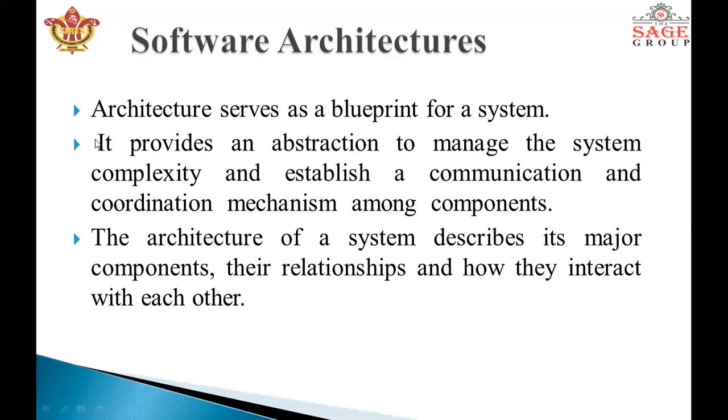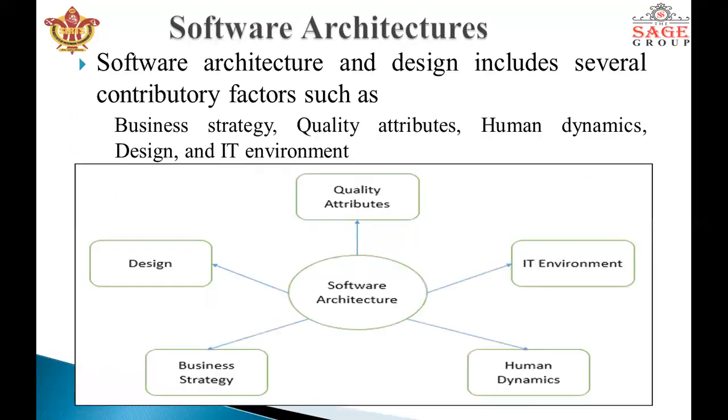Software architecture and design include several contributory factors such as business strategy. Here you can see the diagram: software architecture and design includes contributory factors such as business strategy, quality attributes, human dynamics, design, and IT environment. So all these things are included in software architecture.